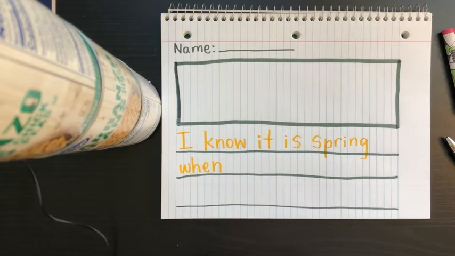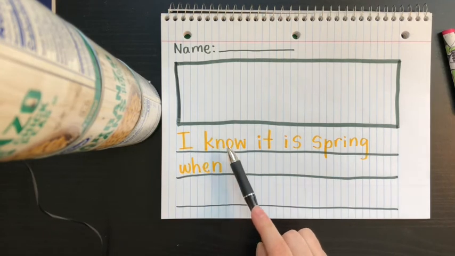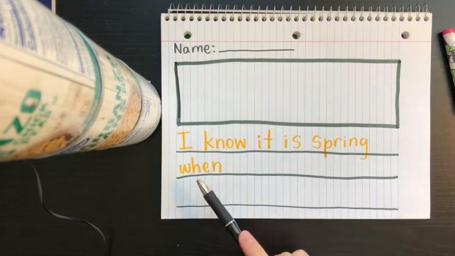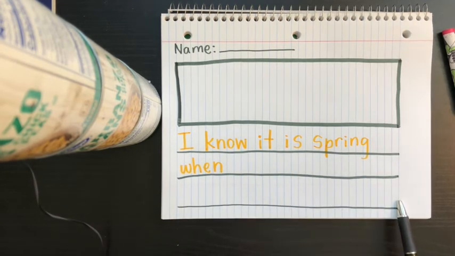So for our writing activity, I want you to finish the sentence. I know it is spring when. And then you fill in the blank. So when do you know it's spring? You can think about it.